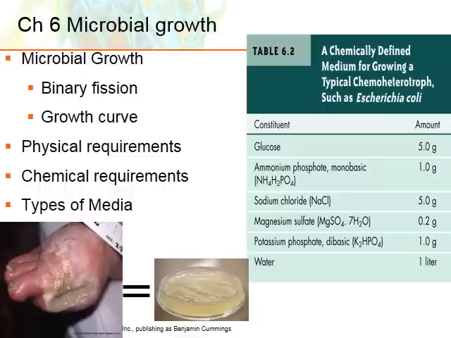So if you look over here on the right, this is just an example of chemically defined media. All this stuff that's in this media, the glucose, ammonium phosphate, sodium chloride, magnesium sulfate, potassium phosphate, and water, they're there for a specific reason. And as I go through the different physical and chemical requirements for these different bugs, you'll understand at the end of this lecture why each of those things is actually in this chemically defined media and why E. coli is able to grow in that.